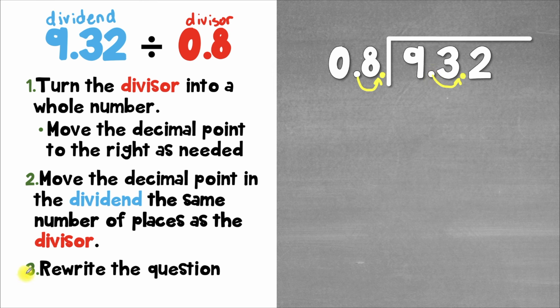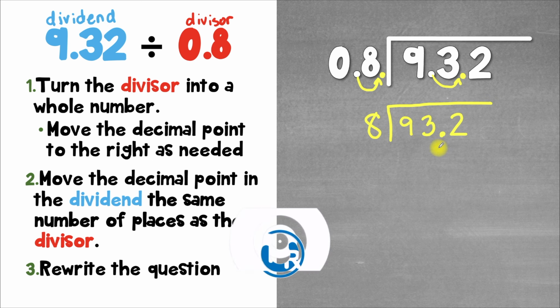And then step 3 is to rewrite the question. Since I moved this decimal point one place to the right, this isn't 0.8 anymore. It's 8. So let's write that here. So what's this number now? Is it 9.32? No, it's 93.2. And we'll write that here. So this here is my new problem.